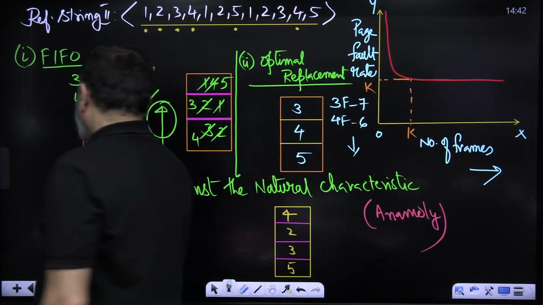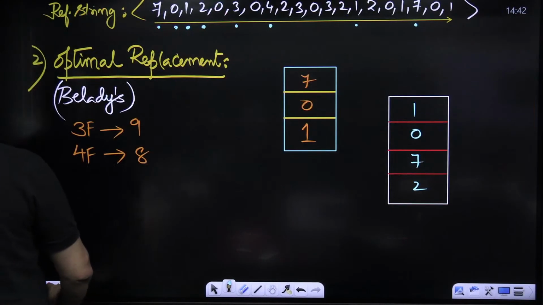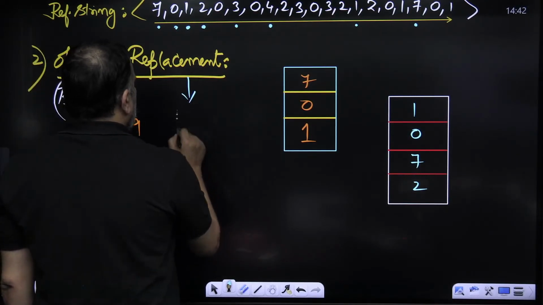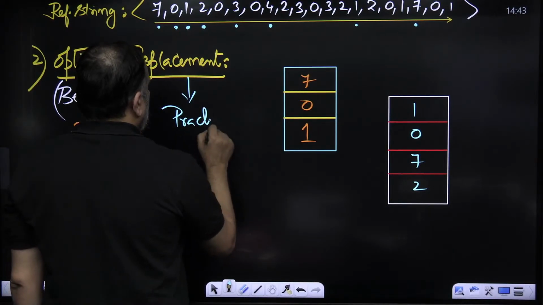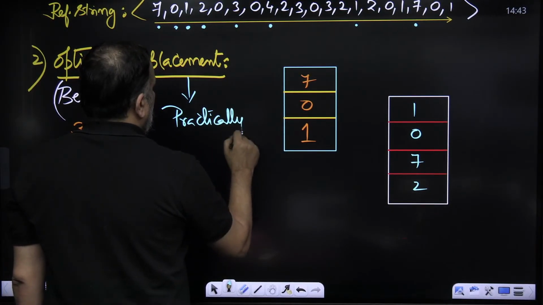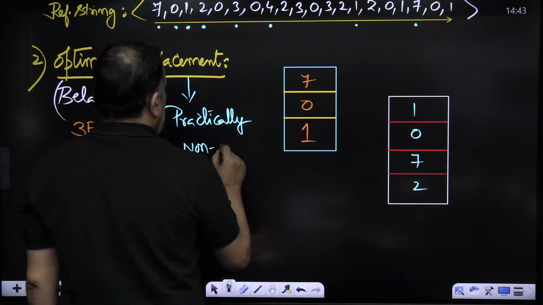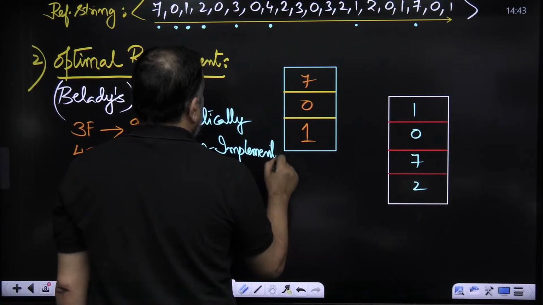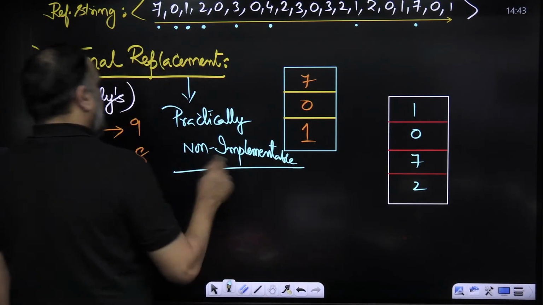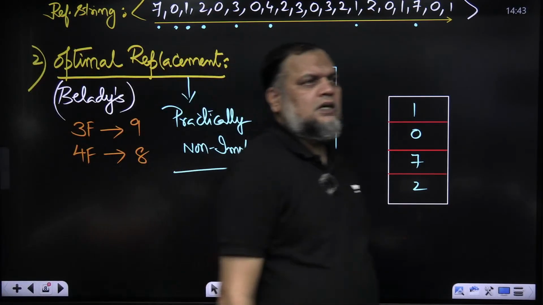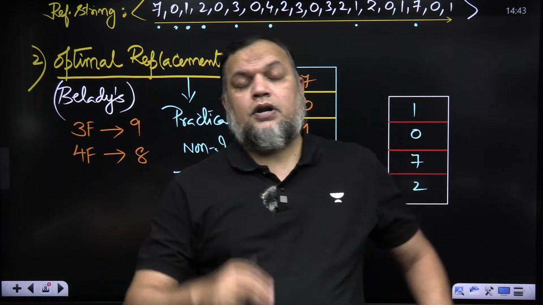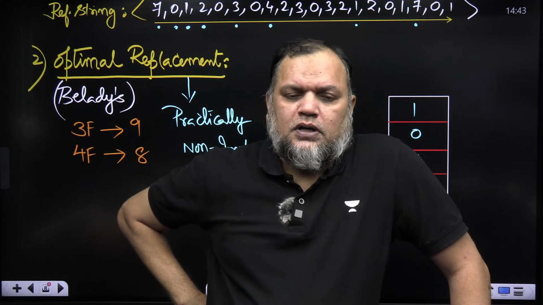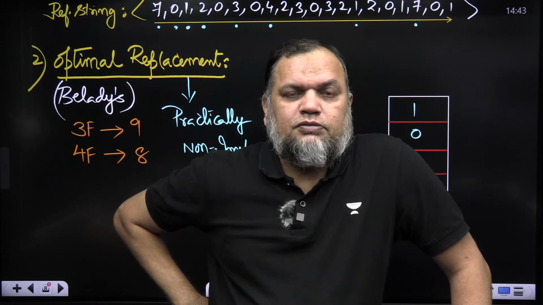चलिए अब next problem with optimal replacement. What is the drawback with optimal replacement? The drawback of optimal replacement is this is practically non-implementable. Why? Because you cannot look into the future references. जब आप एक particular page को refer कर रहे हो, in future what pages are referred we don't know. So we cannot predict the future. Hence optimal replacement, just like shortest job first, is non-implementable.